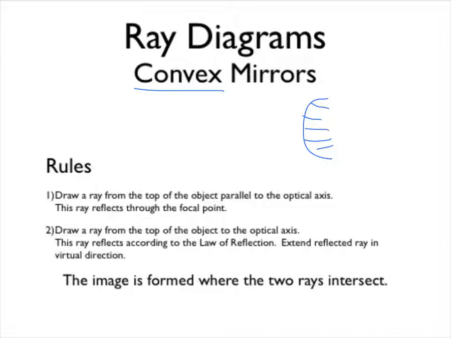We're going to draw a ray from the top of the object parallel to the optical axis, and it's going to reflect through the focal point, exactly the same as when we did concave mirrors. Now the second part is we're going to draw a ray from the top of the object to the optical axis at the mirror. And then this ray is going to reflect according to the law of reflection. Then we're going to have to extend the reflected ray in the virtual direction in order to see those two intersect. And so let's try a couple of these.